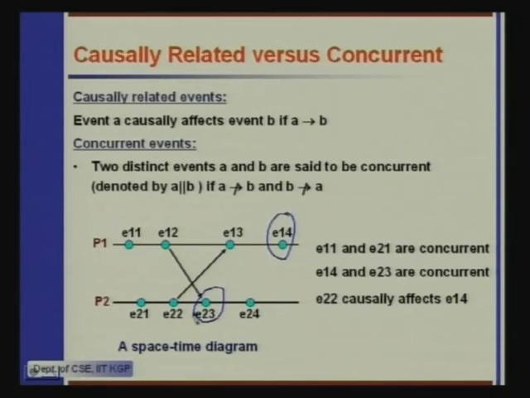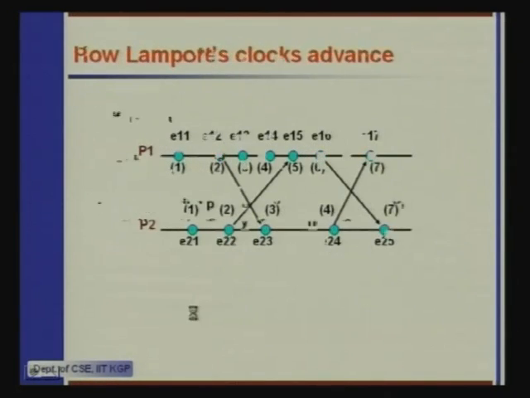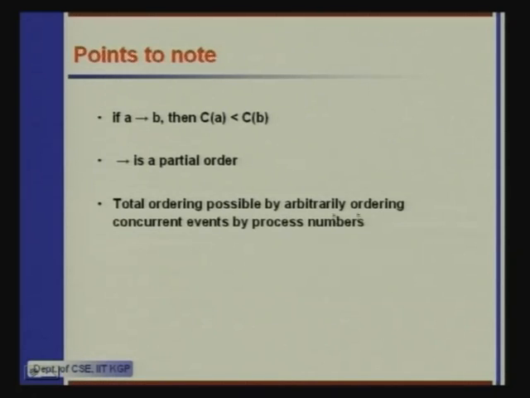We can make it a total order by arbitrarily ordering concurrent events by process numbers. This is something which we will see in more details. So, let us keep it for the timing, let us not confuse ourselves. We can impose a total order on top of the partial order by augmenting the timestamps with the process IDs, right, but we will deal with that in due course of time.